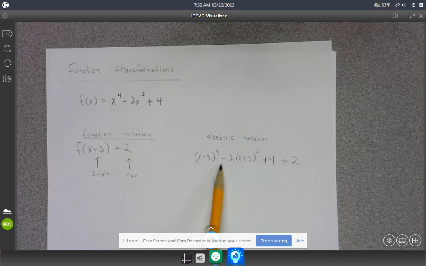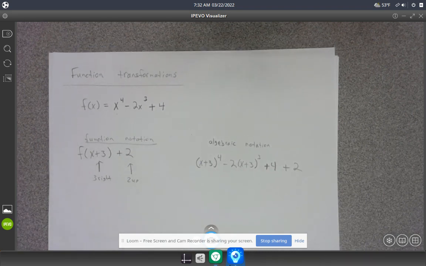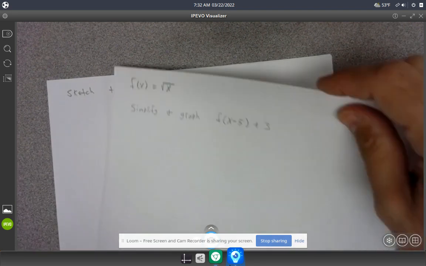Now, I'm not actually going to work this one out and simplify it because it would be a mess, because you'd have to multiply this thing by itself 4 times. It would be a lot of algebra work to get that done. All right, let's go ahead and move on to our next example.